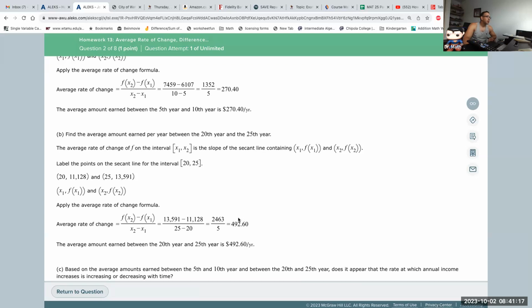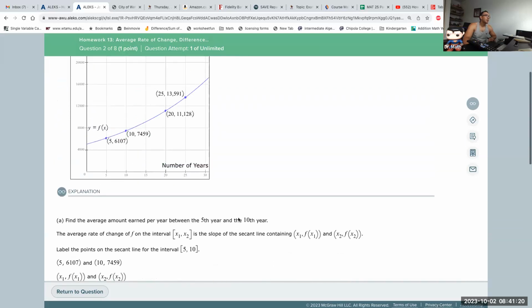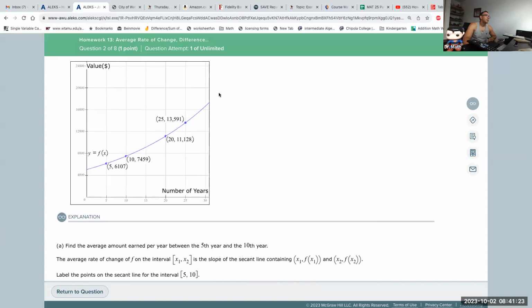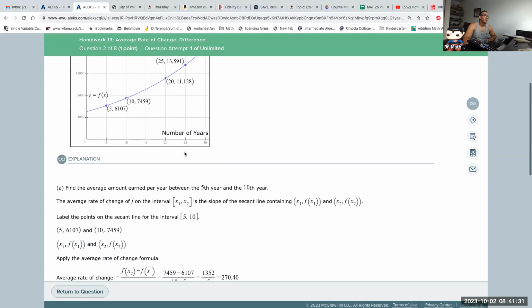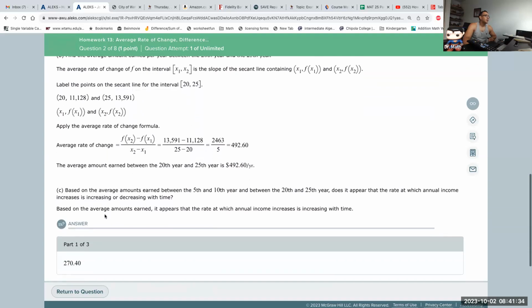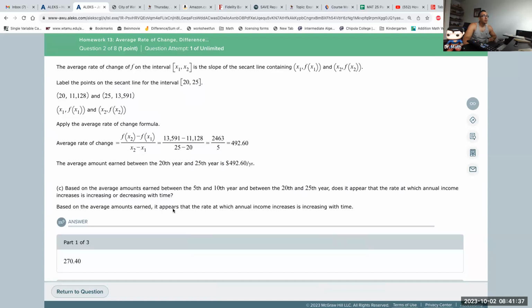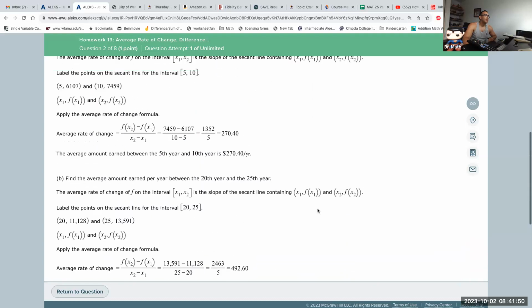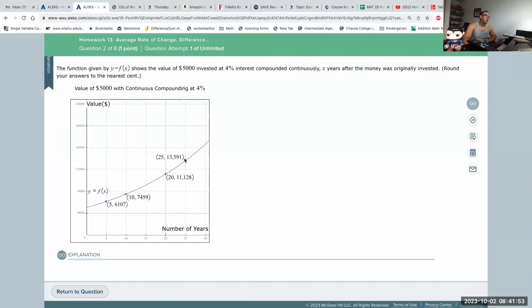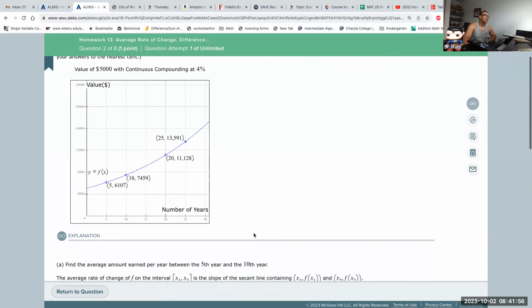So what you're gonna see with interest like this, compounding interest, this curve is going to get steeper and steeper and steeper as you go along. And so what you're going to see is this curve starts increasing faster and faster and faster. So that's why for your answer here, we see that based on the average amounts earned, it appears that the rate of annual income is increasing with time. So again, the biggest mistake people make when they're investing money is they pull it out way too early before this sucker starts to gain traction and increase. So I like this example.